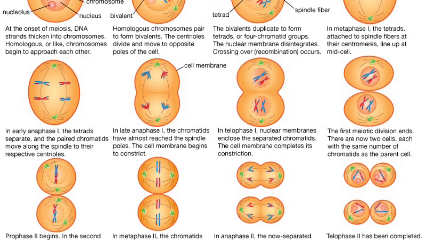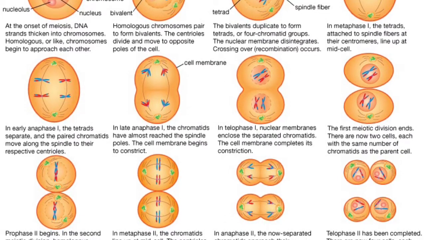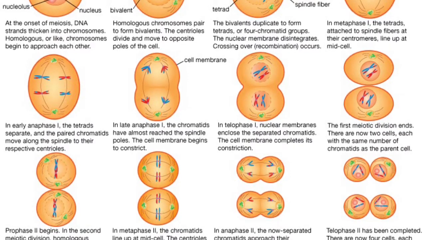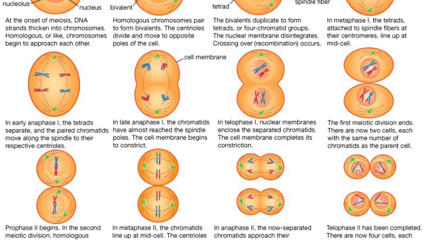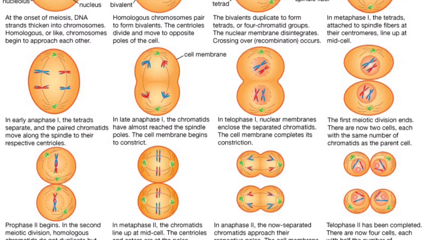The cell membrane begins to constrict. In telophase 1, nuclear membranes enclose the separated chromatids. The cell membrane completes its constriction. The first meiotic division ends. There are now two cells, each with the same number of chromatids as their parent cell.